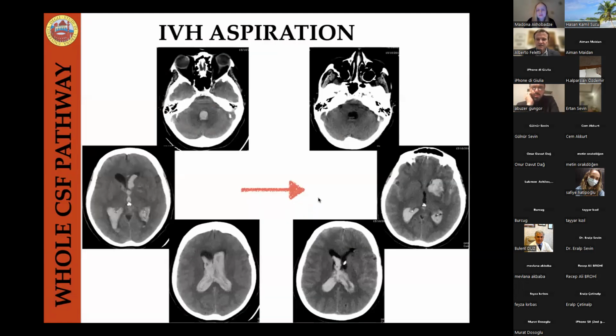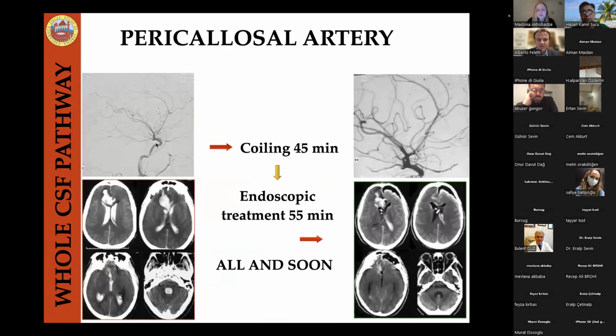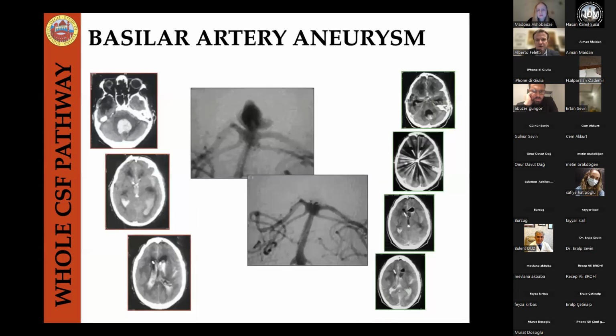So these are the results. Again, we can obtain very nice results, and you can couple this technique also with coiling in case the IVH is due to a ruptured aneurysm. We have performed some of these cases. Look at this, for example, a small anterior cerebral artery aneurysm, which was coiled. And immediately after, the patient was treated with endoscopy. So in less than 1 hour from this pre-op CT scan, we can have this situation, which is, as you can imagine, of great benefit for the patient.